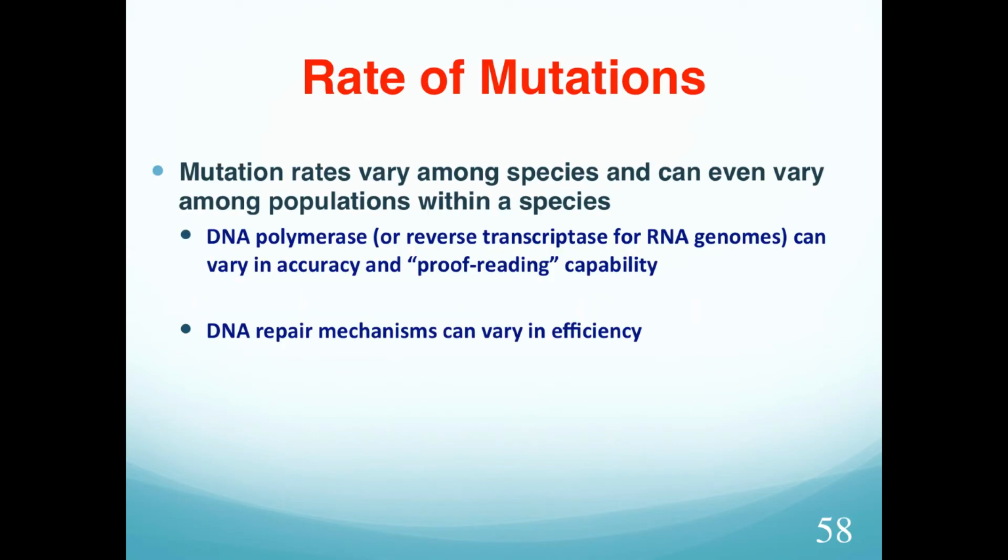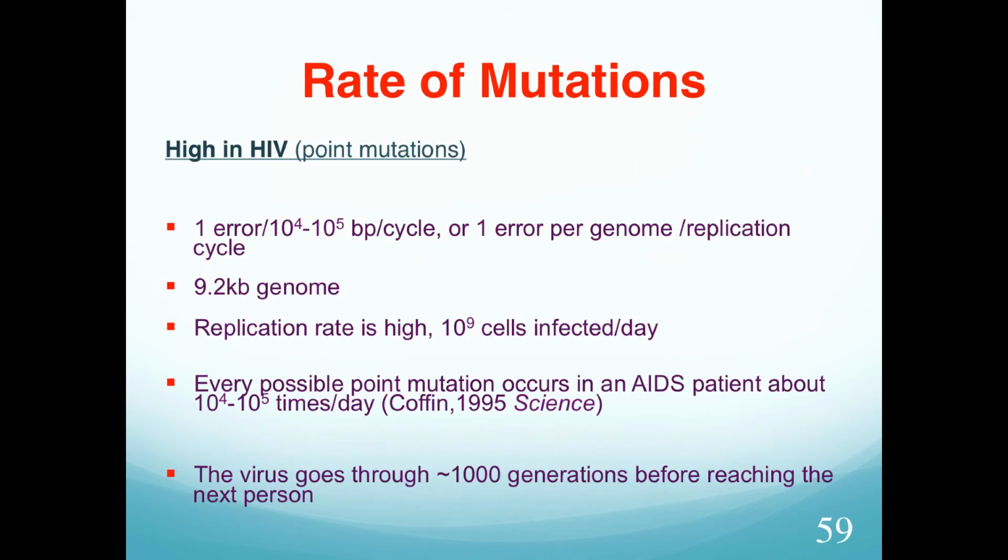Okay, let's think a little bit more about mutation rates. Mutation rates are very different among species. As you get higher in the tree of life, you find that more complex organisms have DNA polymerase that has better proofreading capability. And so you see the mutation rate generally decreasing as you get more complex.